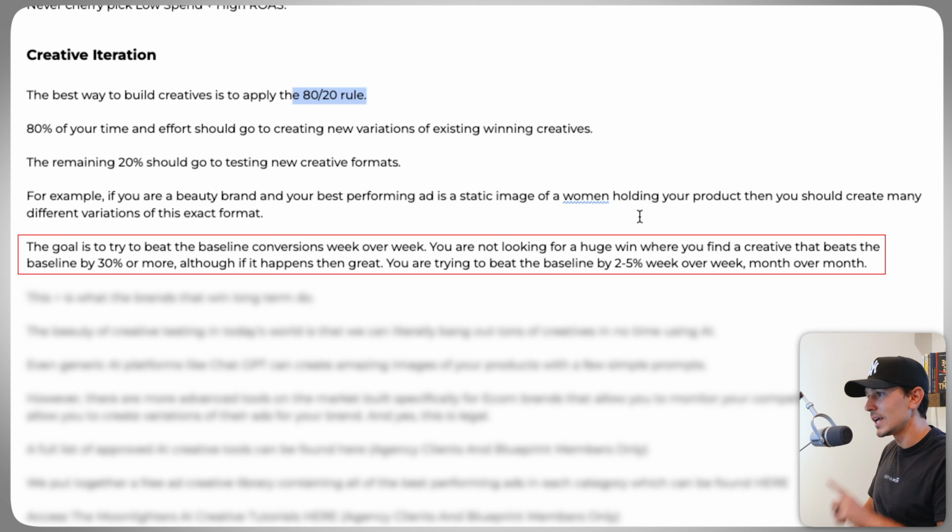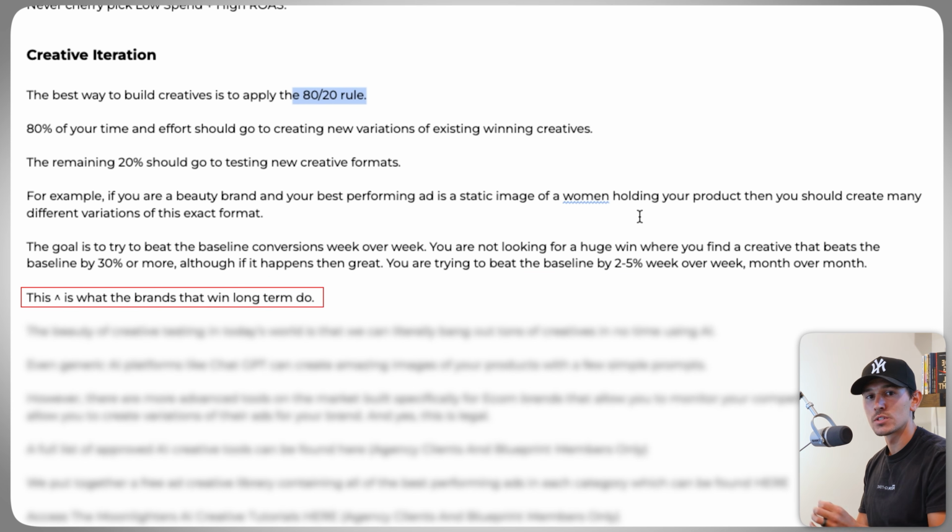The goal is not to find a 30% improvement. The goal is to continue to beat baseline by 2, 3, 4, 5% week over week, month over month, because that is actually how you scale. That is what the biggest brands do long term.